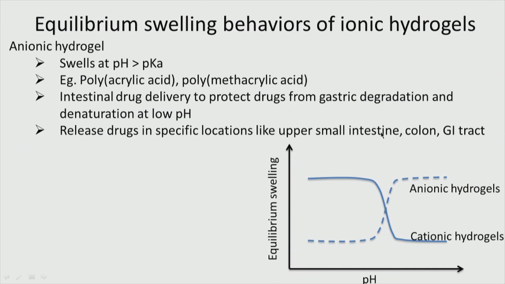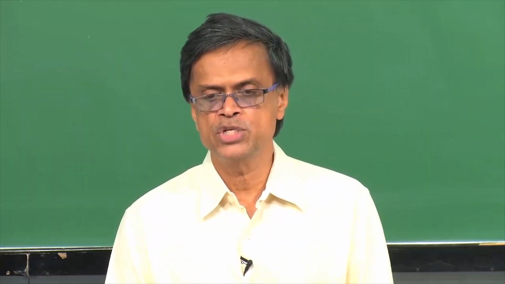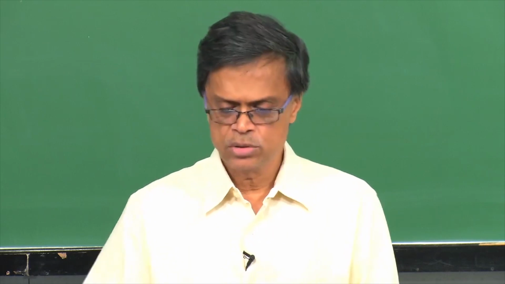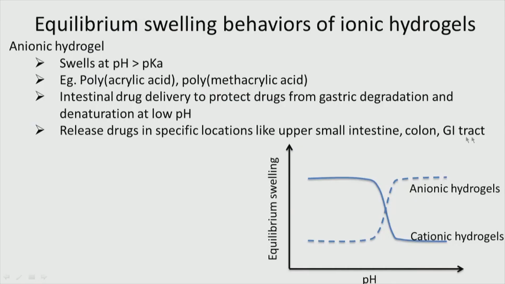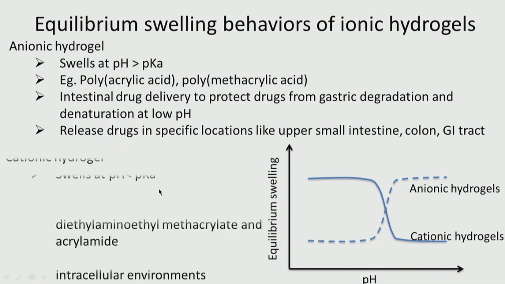So, it releases the drugs in a specific location like the upper small intestine. For example, when it goes to the small intestine, the pH starts going up. Stomach may be 2, in the upper intestine region it may go to 4. So, it may release the drug in the colon or GI tract and so on. So, we can control, based on the pH, where it needs to release.